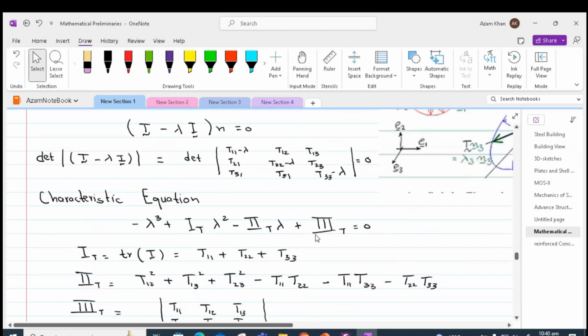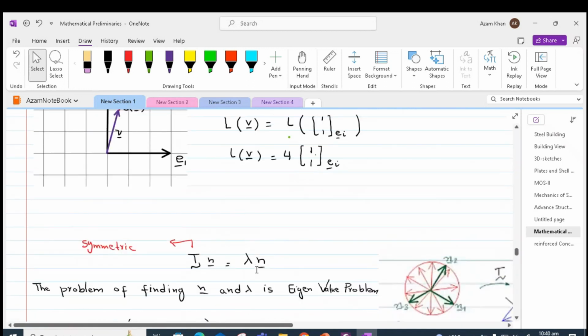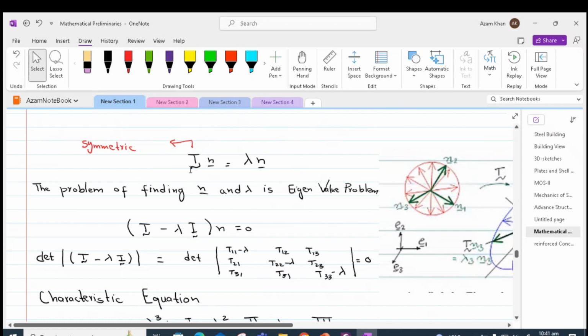After solving this characteristic equation, we will get three values of the scalar lambda. In other words, we will get three eigenvalues. These eigenvalues can be put again in the general eigenvalue problem, and from there we will get the eigenvectors. Please note that the eigenvalue problem shown by multiplying the transformation matrix with n equal to the scalar lambda times n has got three equations in our 3D Cartesian space. However, these three equations are not independent.